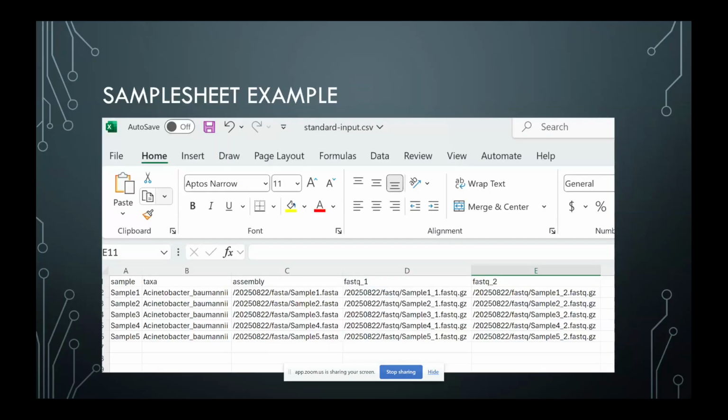This is an example of the sample sheet just so that if you come back and reference this PowerPoint, you can look at it and see exactly how you need to build it. I just made this up. It's not real.